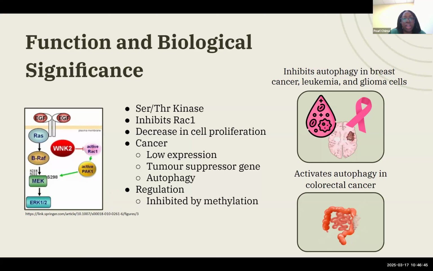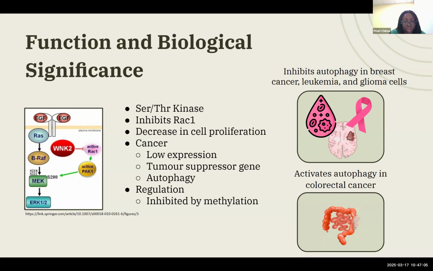Okay, so the function and then biological significance. The main function of WNK2 is to act as a serine and threonine kinase. With this function, it will phosphorylate RAC1, which is an activator of PAK1. So it will render RAC1 inactive.